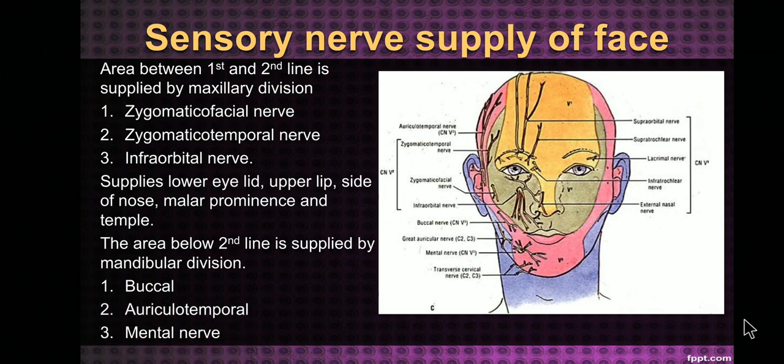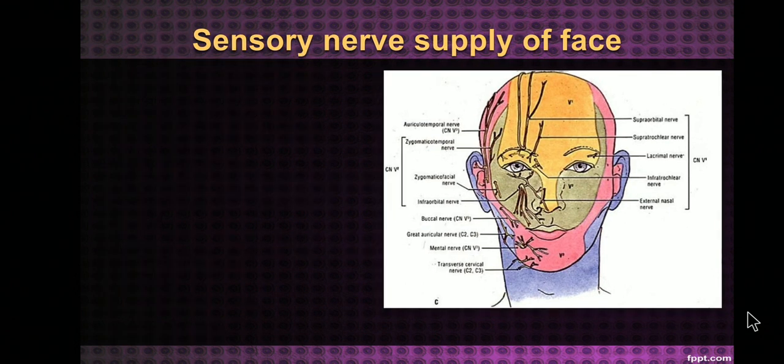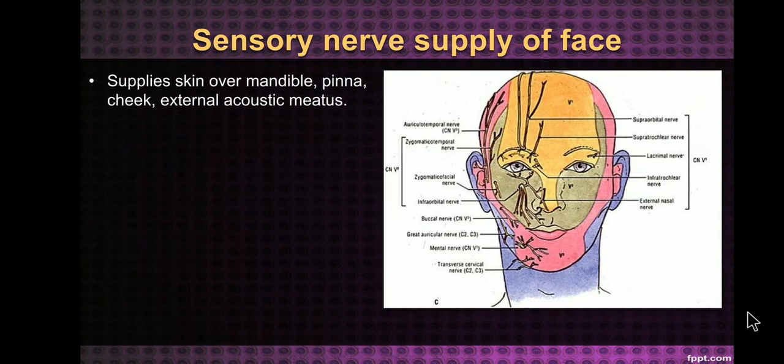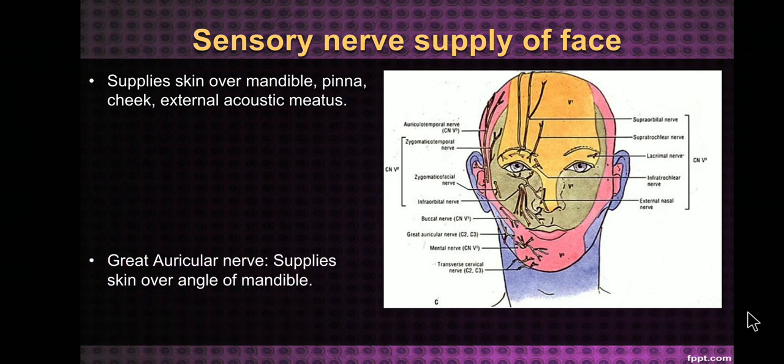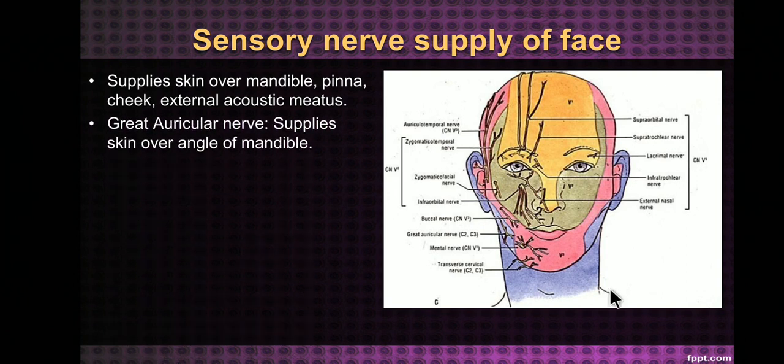Okay, so buccal, auriculotemporal and the mental nerves. So the area of supply is the pinna, cheek and the external acoustic meatus, as I told you. Now apart from that, the skin over the angle of mandible is mainly supplied by the great auricular nerve. It has got an anterior branch and a posterior branch.